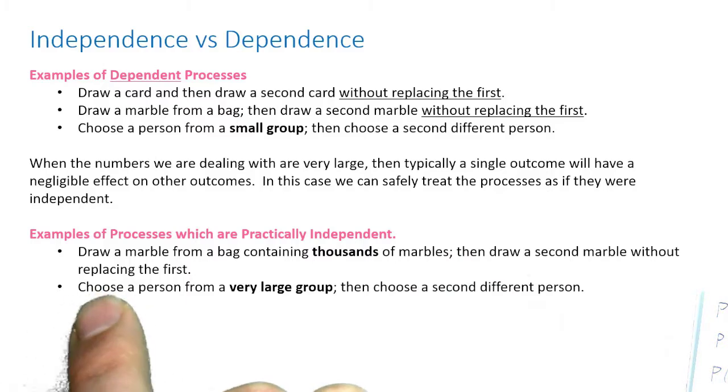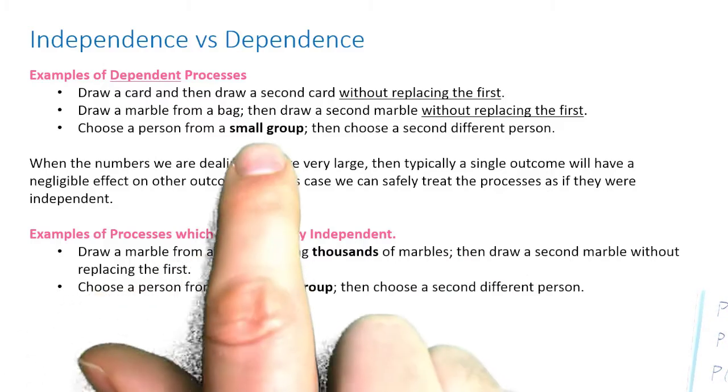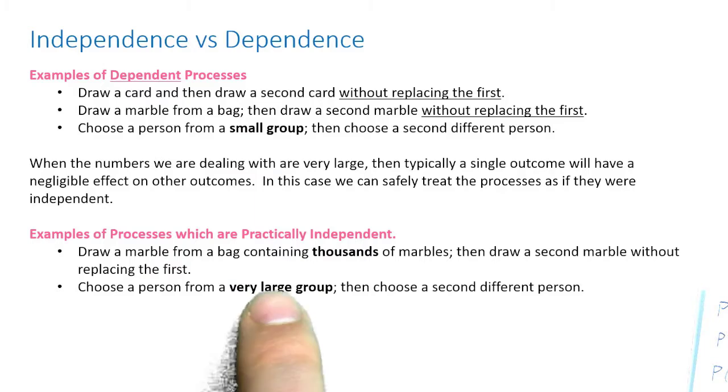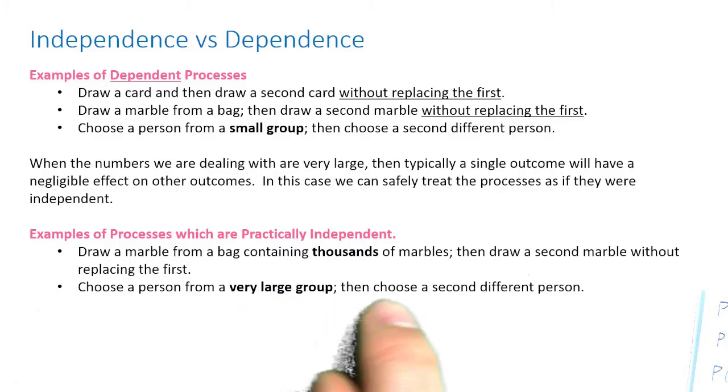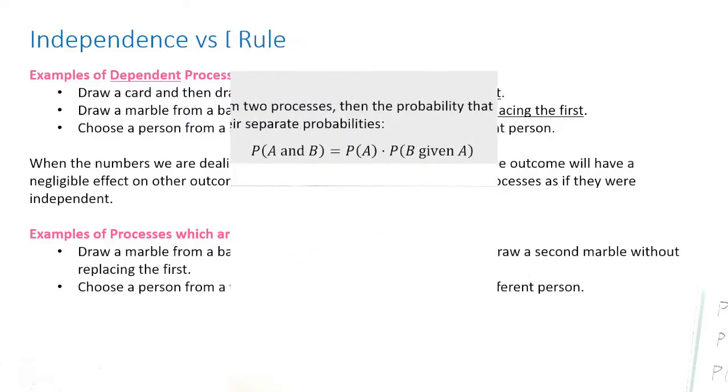And the second example here, choose a person from a very large group, not a small group, but a very large group, and then choose a second person. Yeah, technically speaking, these are dependent events, but the difference in probabilities is so small that you can treat them as if they're independent. So when the groups we're dealing with are very, very, very large, you can treat events as independent even if they technically are not.